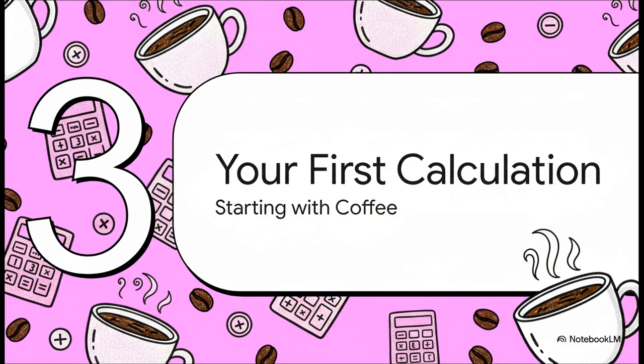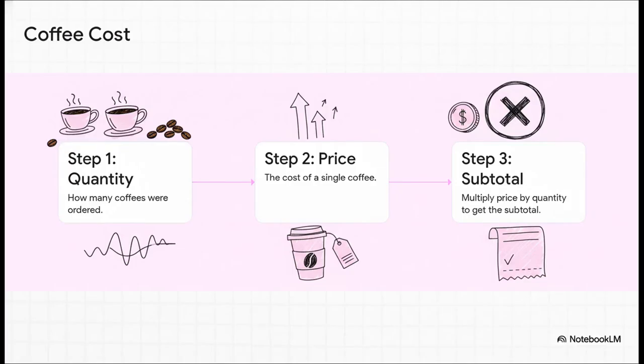We'll start simple with just the coffee. It's really just a simple 3-step process. First, we need to know the quantity. How many coffees are they buying? Second, we need the price of just one coffee. And third, we just multiply those 2 things together to get the total cost. See? Not so scary at all.